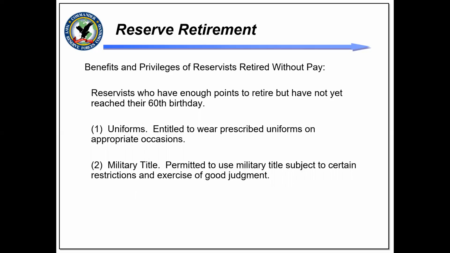Benefits and privileges of reserve retired without pay, for reservists who have enough points to retire but have not yet reached their 60th birthday. 1. Uniforms: entitled to wear prescribed uniforms on appropriate occasions. 2. Military title: permitted to use military title, subject to certain restrictions and exercise of good judgment.